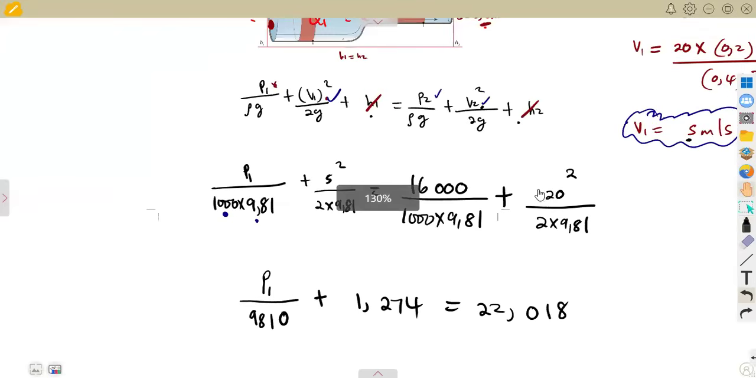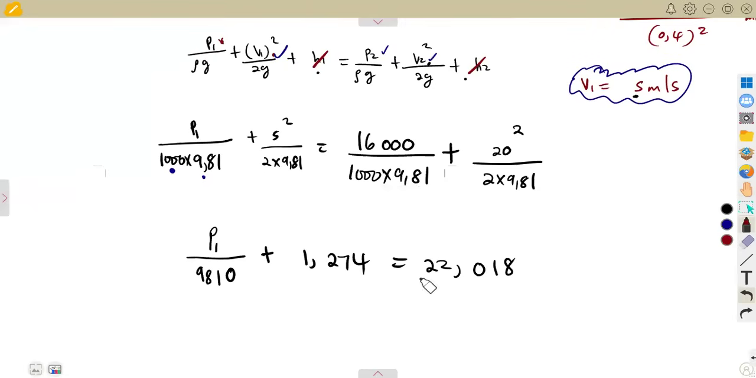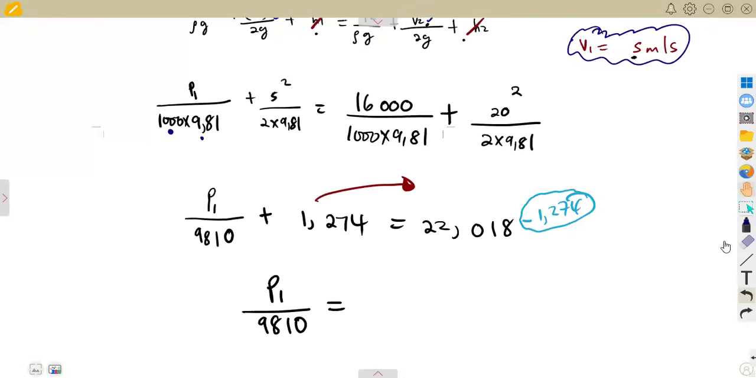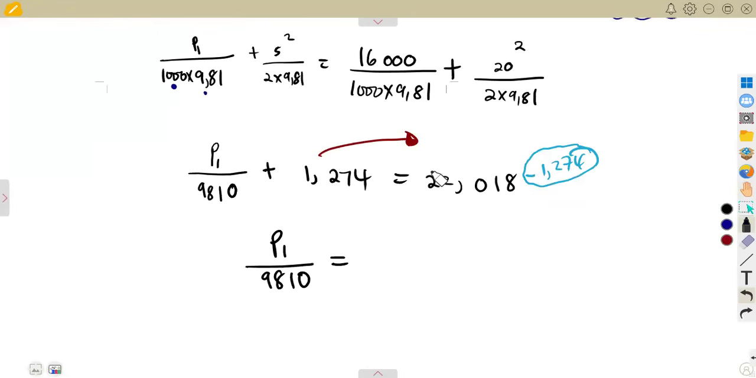So that's it. Let us try to calculate our P1, transposing this value to the other side of our equation. We are going to have P1 over 9,810 is equal to, this will be negative because it was positive, so we subtract 1,274. If we subtract, we are obtaining the difference, not the value of what we want. We are obtaining the difference there.